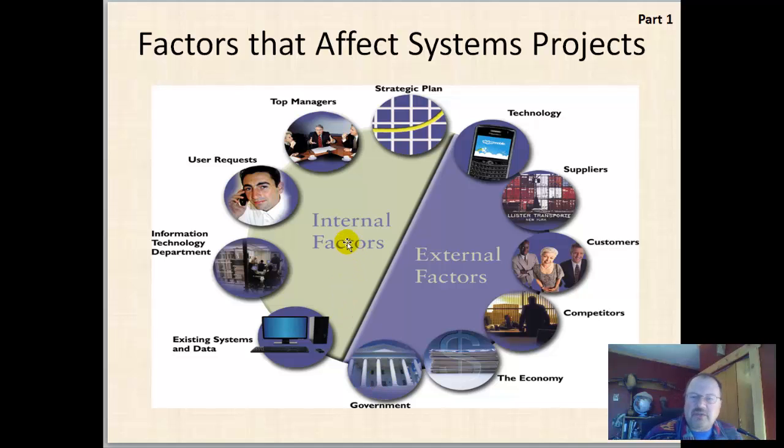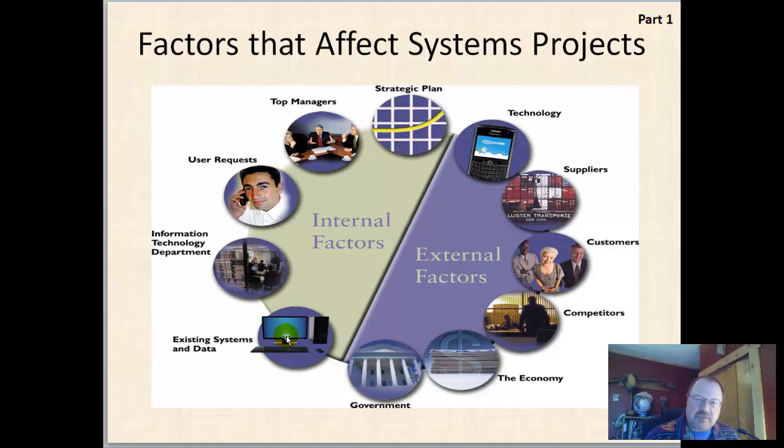Now, the internal factors: top managers, user requests, the information technology department, and existing systems and data. Those internal factors, I guess I'm thinking, are a little less relevant. The big thing that affects systems projects is strategic planning. So where do I want to be? What's my goal for the next 3 to 5 to 7 years perhaps? What kind of information system do I need to attain that goal, and how do I put that into place and make it work? So that strategic plan really pushes your information system and really pushes much of the rest of these particular factors.